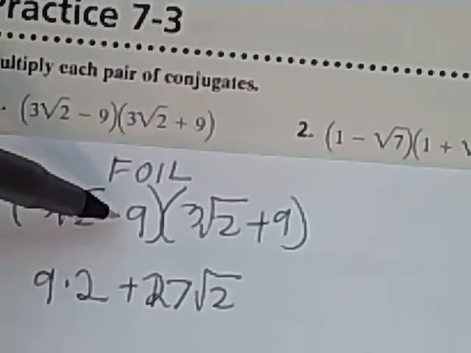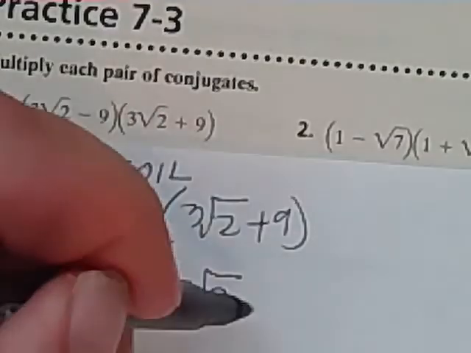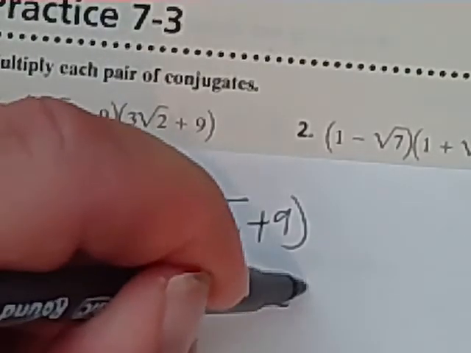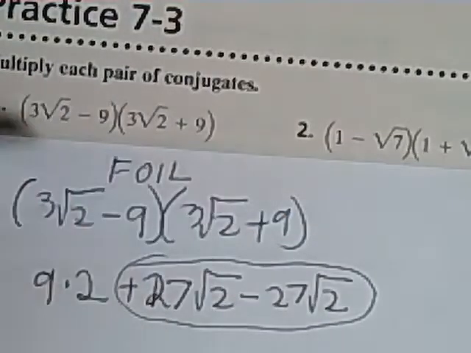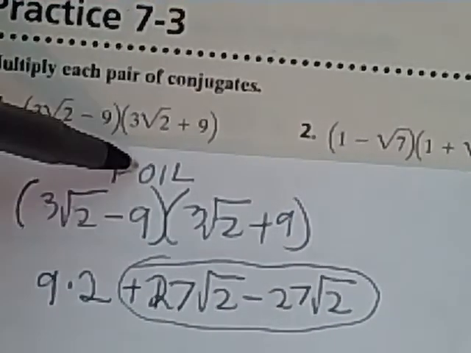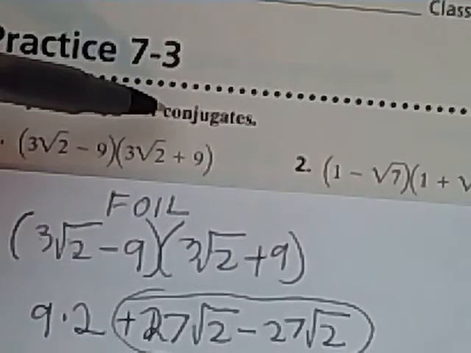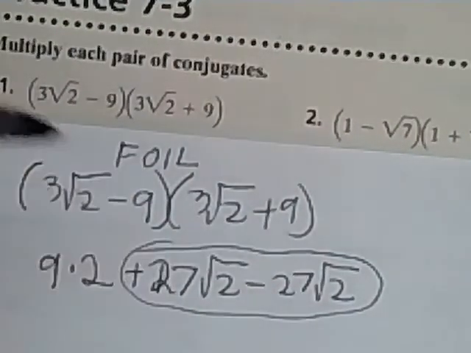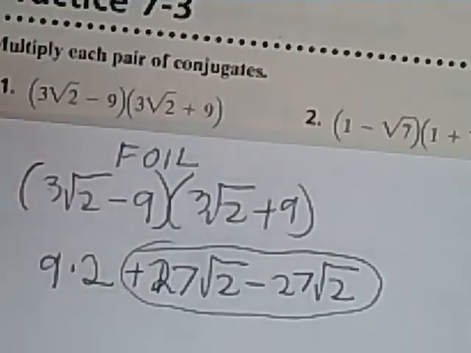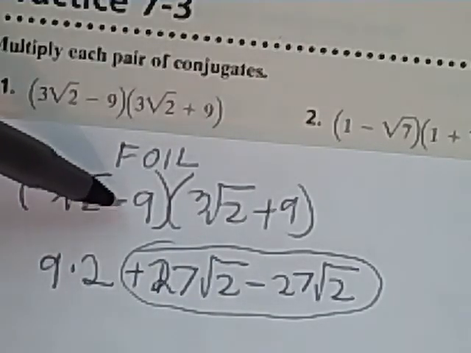When I multiply the inner two terms, I get negative 27 radical 2. These are going to cancel. Every time that you do FOIL on conjugates, the outer and inner terms will cancel. That is the beauty of doing it that way. Now for the last terms, it's negative 9 times positive 9, which is negative 81.